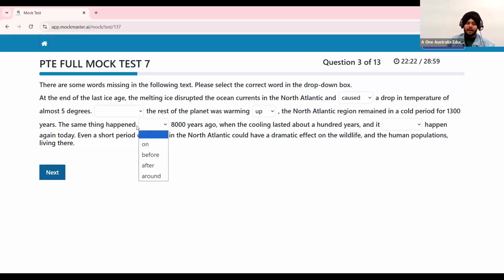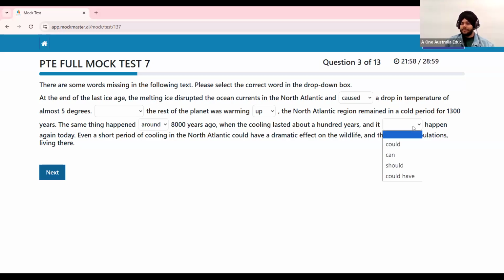Here, the same thing happened 8,000 years ago. Now, many students would choose before, but before and ago basically mean the same thing. So the same thing happened around 8,000 years ago, approximately 8,000 years ago. And here, and it dash happen again today. So the same thing happened 8,000 years ago, and it dash happen again today.